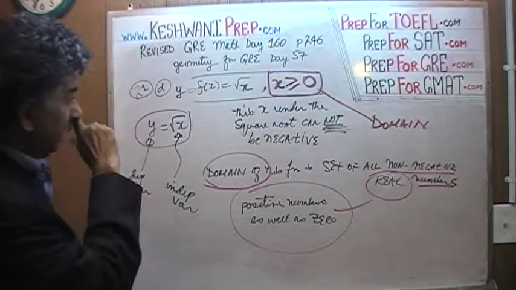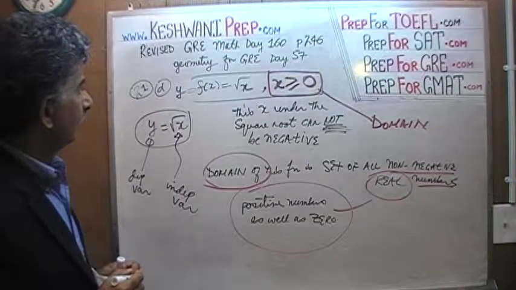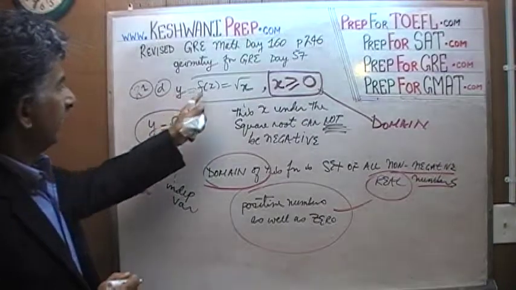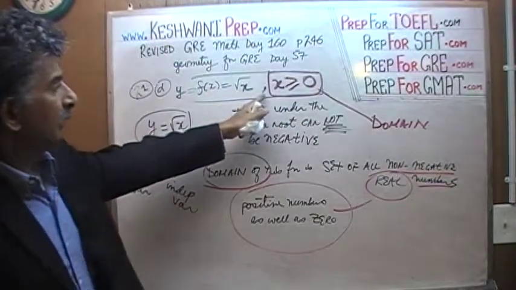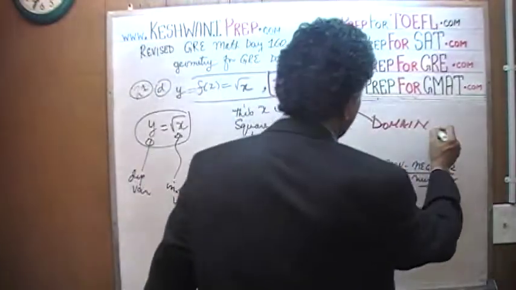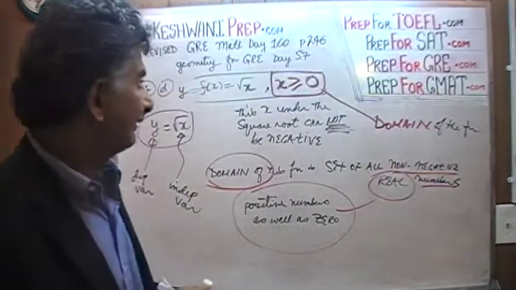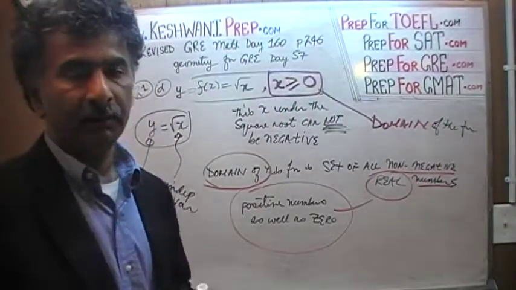Anyway, that's how they write it. f of x equals root of x, and then they put a comma, and then they say x is greater than or equal to 0. That is the domain of the function. That is the limitation on the independent variable.